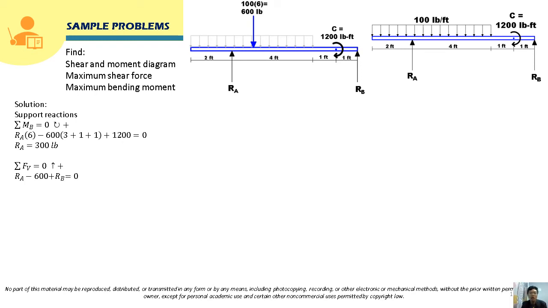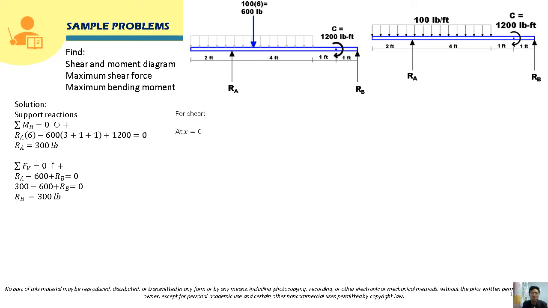So this will be R sub A minus 600 plus R sub B is equal to 0. So R sub A is 300, no? So we can solve for R sub B, and that is also 300 pound. Okay, so from here, class, now we can start solving for the shear at each segment in the beam.